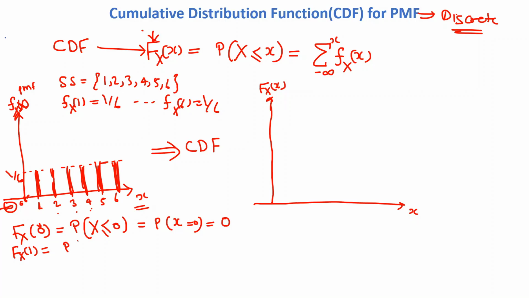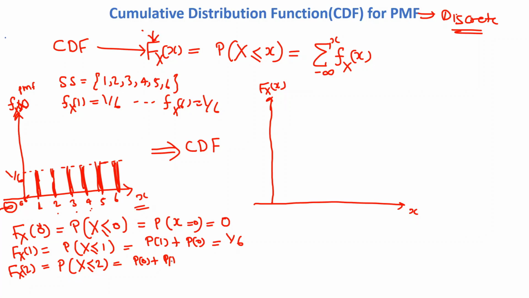So this will be equal to P when x is less than or equal to 1. So this would be equal to the probability of 1, plus the probability of the value before 1. What would be the value before 1? This would be your probability of 0. So we can say that this would be equal to 1 by 6. Now F(2), we can write that x is less than or equal to 2. So this would be equal to probability of 0 plus probability of 1 plus probability of 2. So this would be equal to 0 plus 1 by 6 plus 1 by 6, equal to 2 by 6.